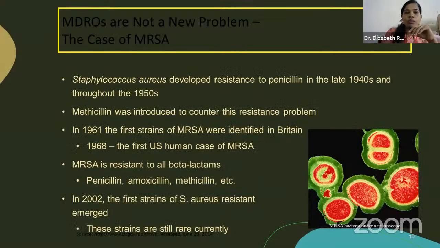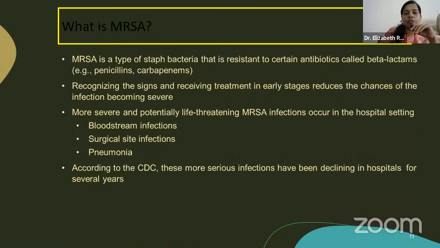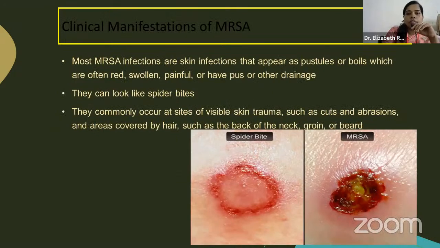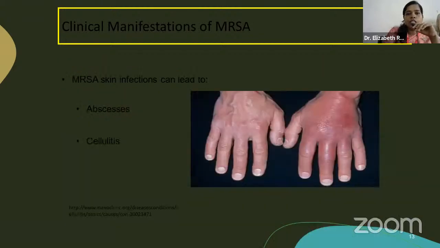We all know about methicillin drug resistant microorganisms, especially methicillin resistant Staphylococcus aureus, which is a very old problem. Still it is prevailing and causing a lot of problems. This kind of bacteria causes bloodstream infection, surgical site infection, and pneumonia. It also causes skin wound infection, skin trauma, abscesses, and cellulitis.